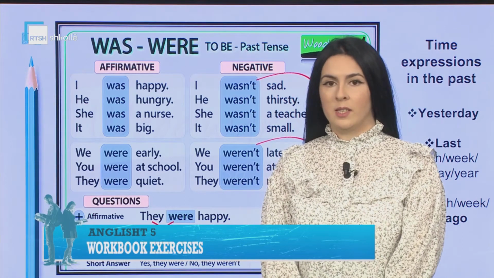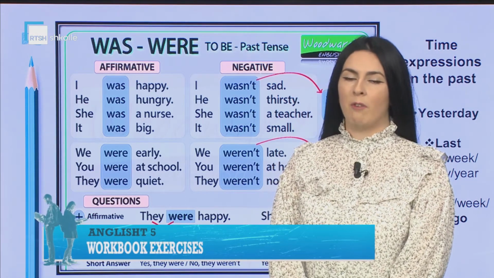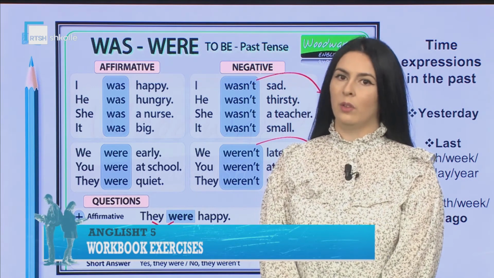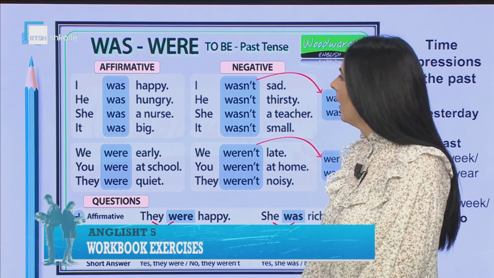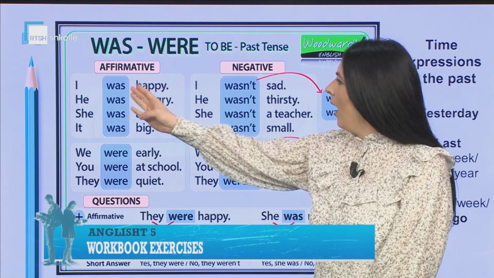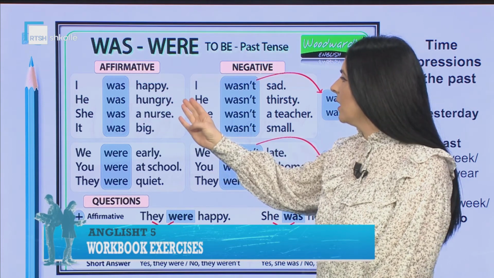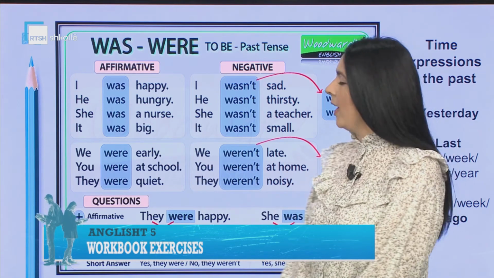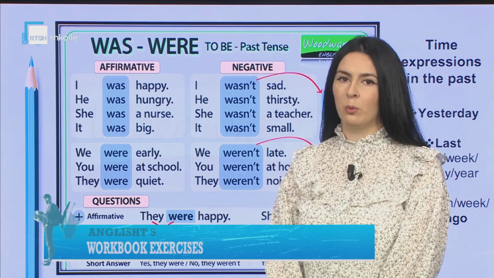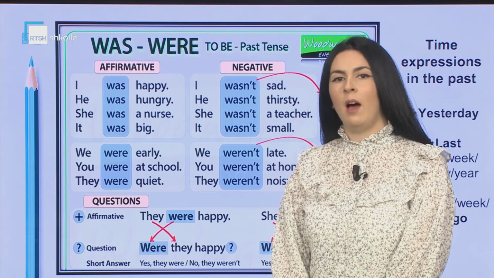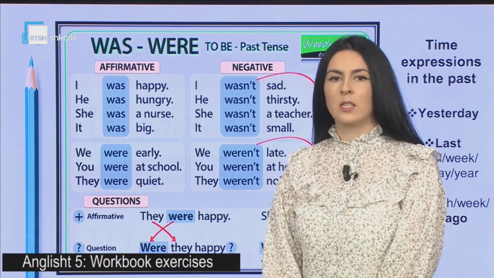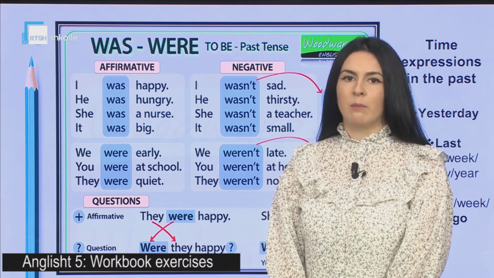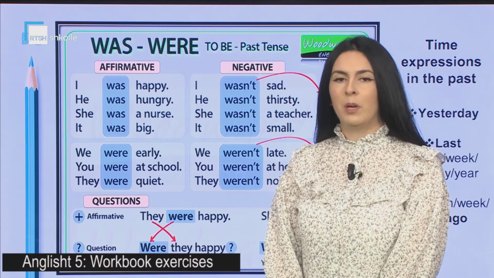Before starting with the exercises, I want to revise briefly the past simple of the verb to be that we learned in the past lesson. The affirmative form: I was happy, he was hungry, she was a nurse, and it was big. As we said, in the present tense, the verb to be has three forms: am, is, and are, whereas in the past simple, it has just two forms: was and were. Am and is become was, and are becomes were.